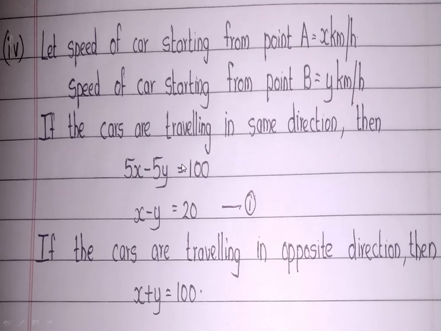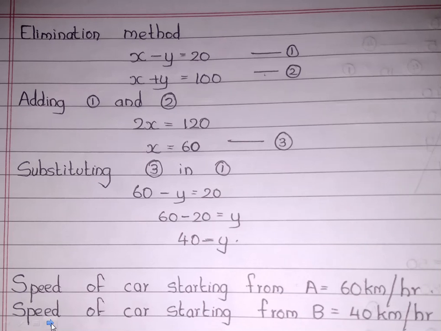Here I am taking out 5. x minus y equal to 20. Here x plus y equal to 100. 100 is the total distance between A and B. So you have two equations, x minus y equal to 20 and x plus y equal to 100. So I'll take elimination method. It's easy for me to do that.